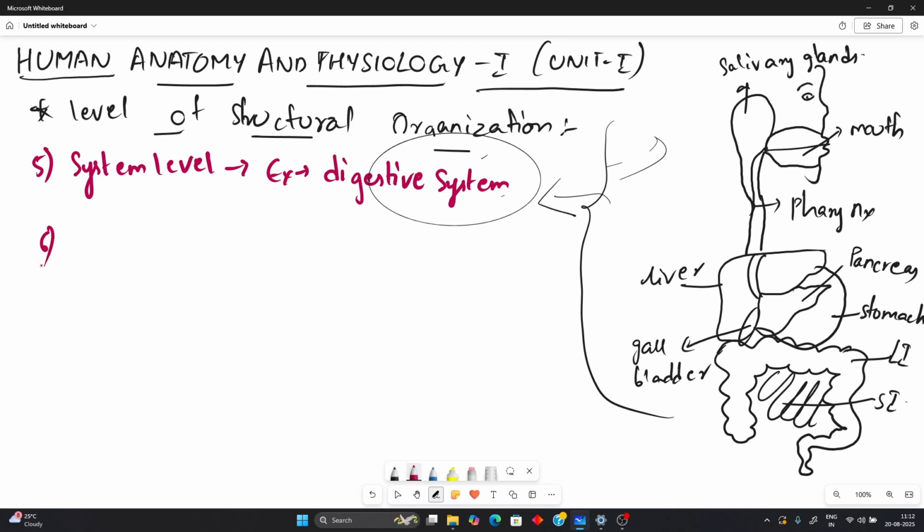Coming to the last level, which is the organism level. What happens in the organism level? Here, almost all the parts of the human body function together. That constitutes the complete, total organism. That is all about the levels of structural organization.